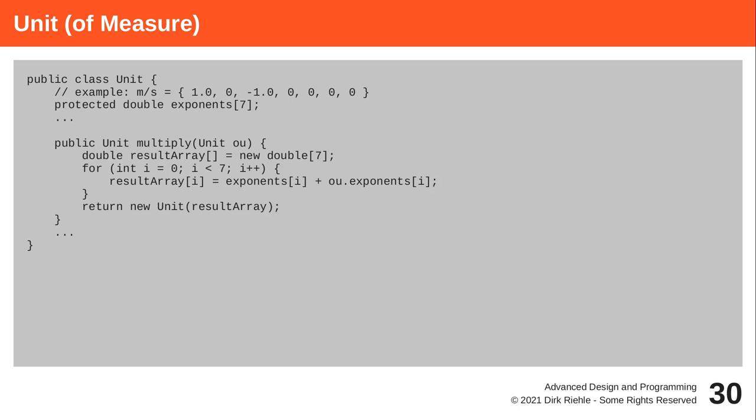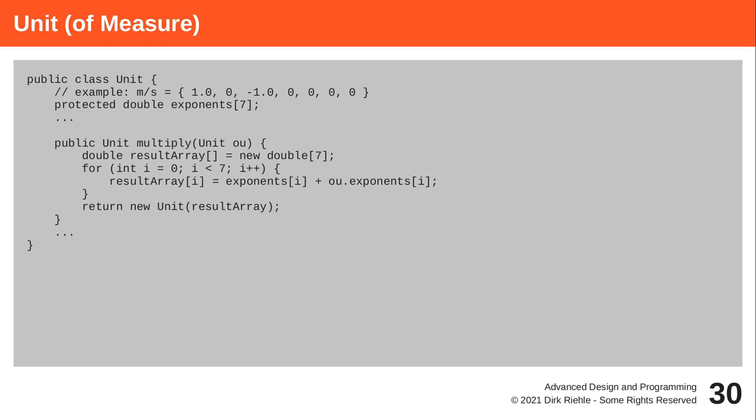Well, you simply have a unit defined, consisting of the base units and their exponents. So here you simply see a double exponent. I simplify it a bit. And each position, each index in the exponent array, stands for a base unit. Meter over second, for example, has the exponent 1 for meter and minus 1 for seconds or time, and 0 for the rest of it, because they are not in meter over second. So no candela in meter over second.